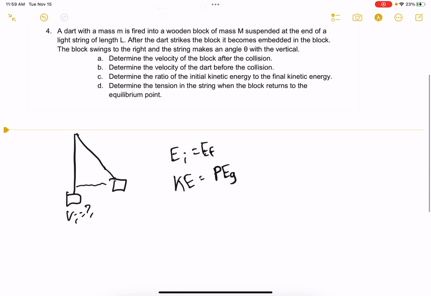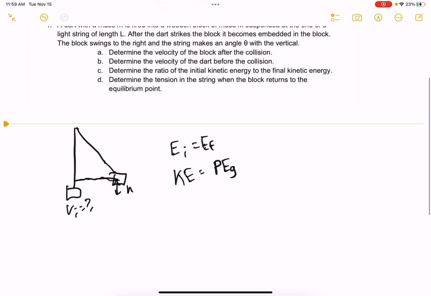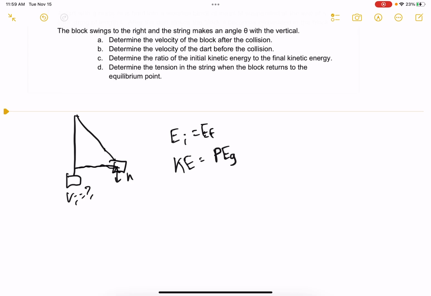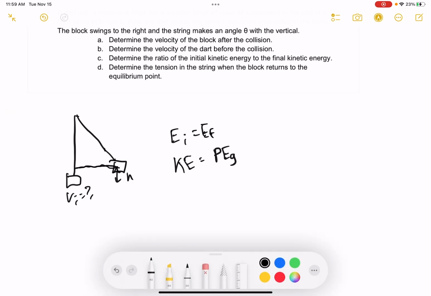Actually, the trickiest part of this is finding the height. So we're really looking for this height here. The way we find that is we need to find this length right here. We know that this is L and this is theta, so that will be L cosine theta. That will be that yellow part right there.